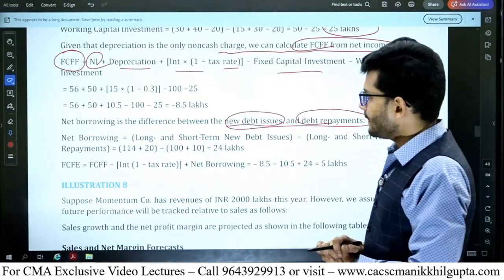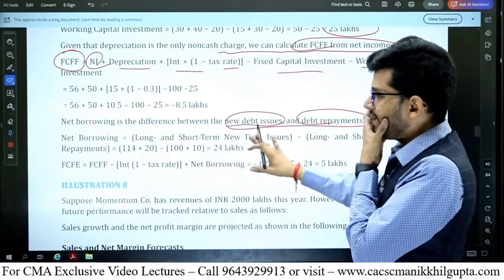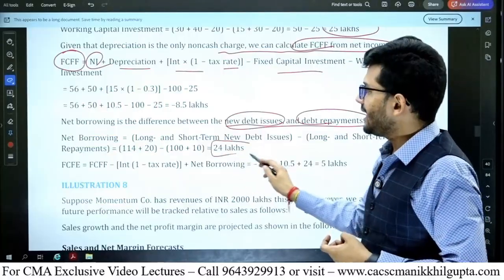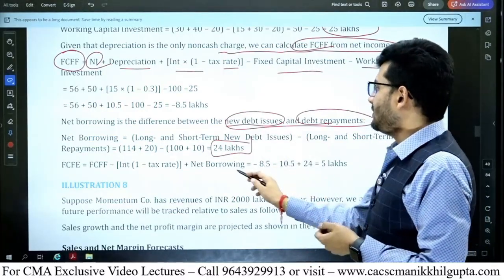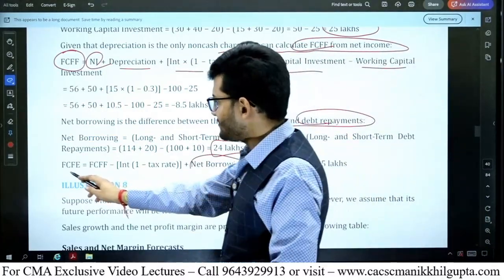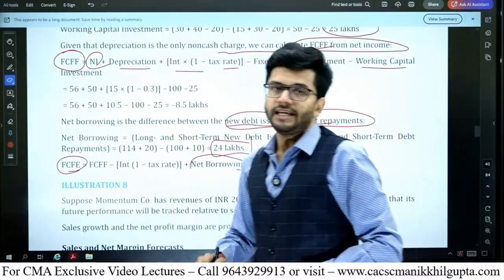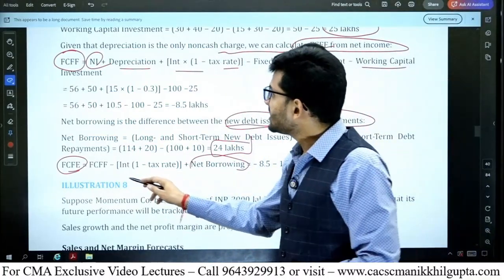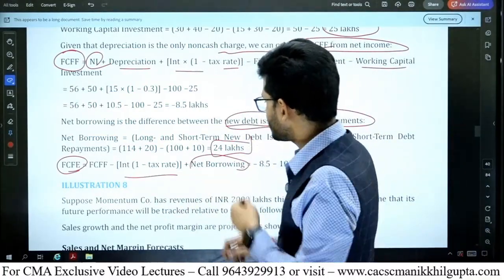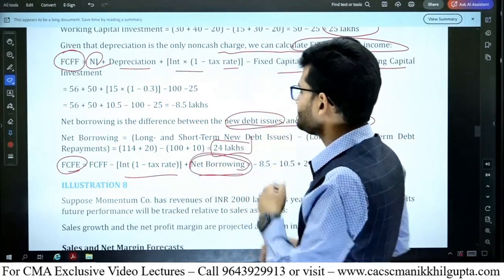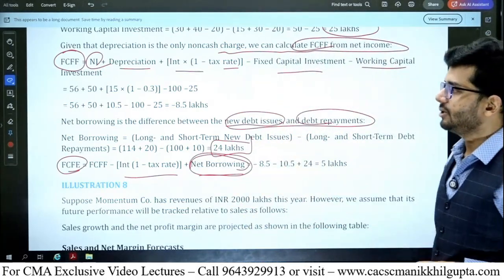Opening and closing, that's it. So by reducing opening and closing borrowings, we have calculated the additional borrowings which are to be added to get the FCFE: free cash flow from firm, minus interest into 1 minus tax rate, plus net borrowings. That is how free cash flow from equity and firm are related.